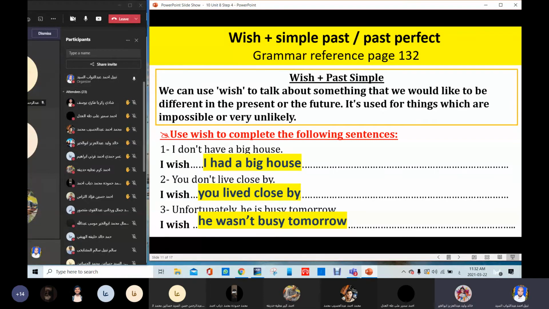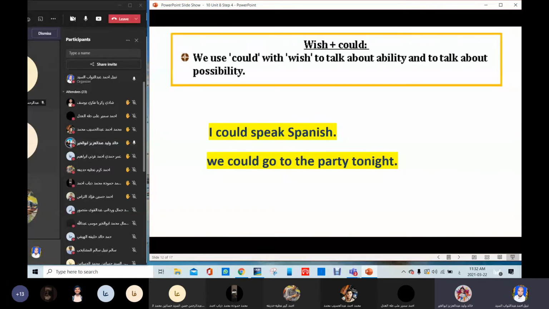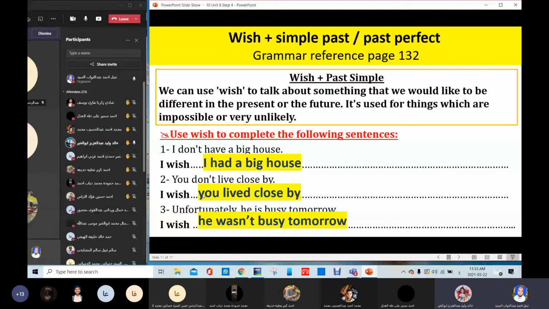Student: Sir, in the second question on the previous page, can I say "I wish you had lived close by"? You use the past perfect if you are talking about the past. But here you are talking about a present wish or future wish. You use the past simple, or could plus infinitive, or would plus infinitive.